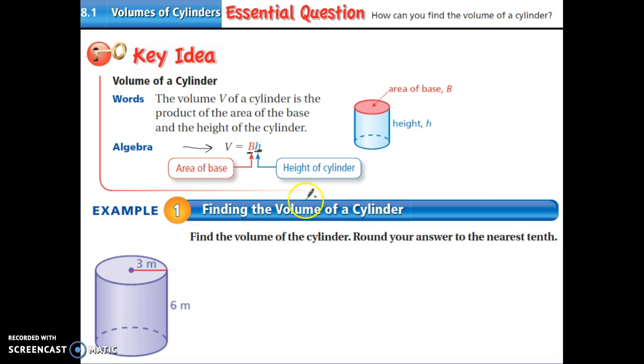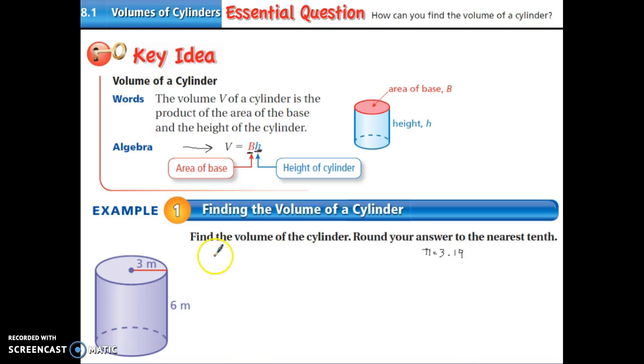So in example 1, I'm going to find the volume of this cylinder that's given. It says round our answer to the nearest tenth, so when I plug in pi, I'm going to use pi is equal to 3.14, and then round my final answer to that first decimal place.